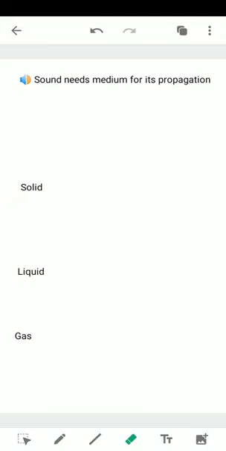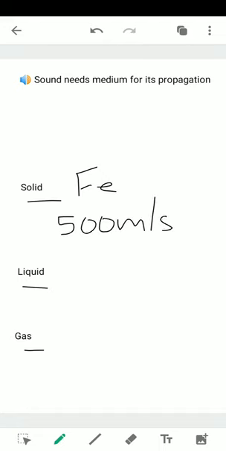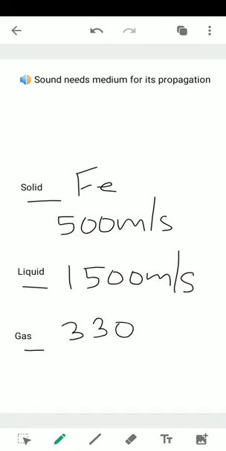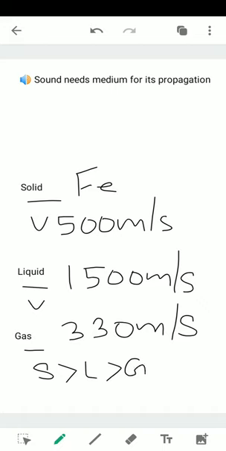Sound can travel in solids, liquids, and gases as well, but with different speeds. The speed of sound in iron is around 5000 meters per second, in water it is nearly 1500 meters per second, and in gas it is only 330 meters per second. So sound always travels faster in solid than in liquid, and faster in liquid than in gas. The speed of sound in solid is more than in liquid, and more than in gas.